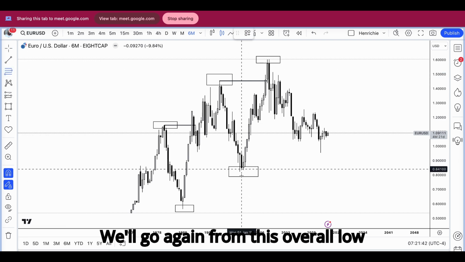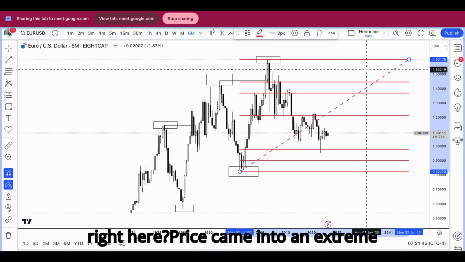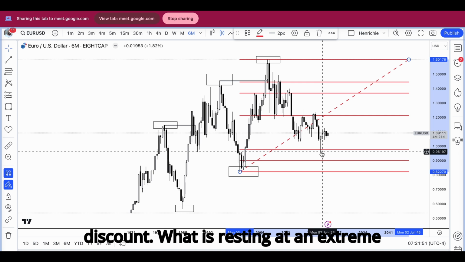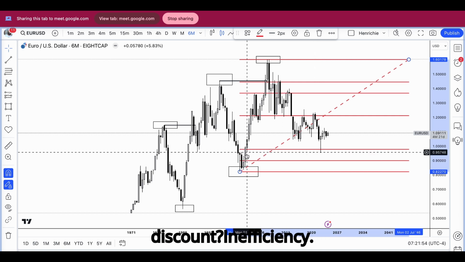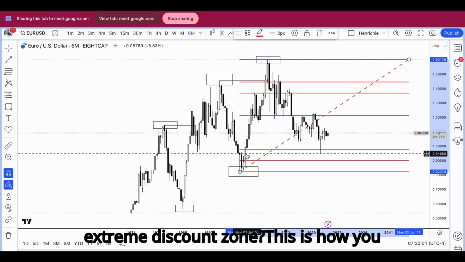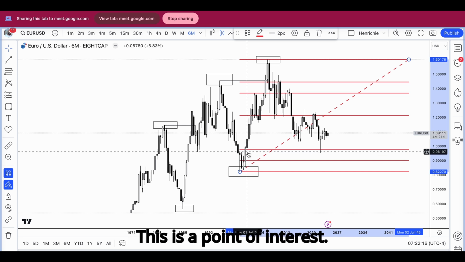We'll go again from this overall low to this overall high. And what do you see right here? Price came into an extreme discount. What is resting at an extreme discount? Inefficiency. Can you see how the inefficiency aligns with the discount zone, the extreme discount zone? This is how you derive your point of interest. How you align the discount with the inefficiency to derive a point of interest. This is a point of interest.